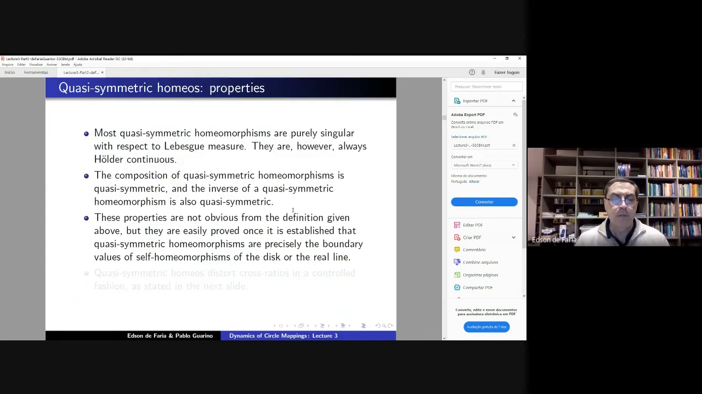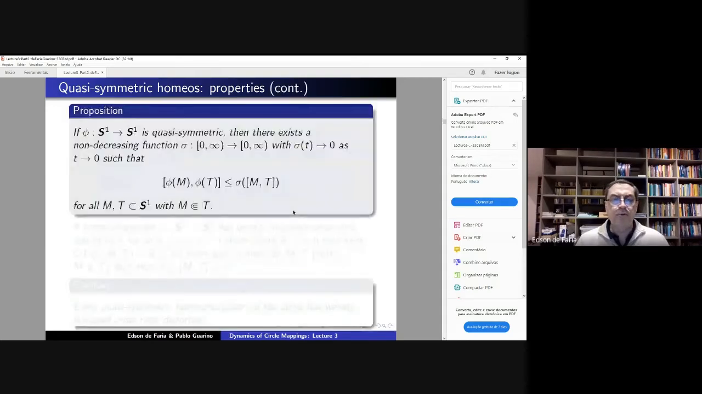Okay. All right. So another important property, it's not going to be so much used in this lecture, except kind of indirectly, but an important property is the fact that quasi-symmetric homeomorphisms are essentially the homeomorphisms that distort cross ratios by a bounded amount. Okay, so the cross ratio distortion is bounded, but this is actually not quite so. It's a little bit more involved than that.